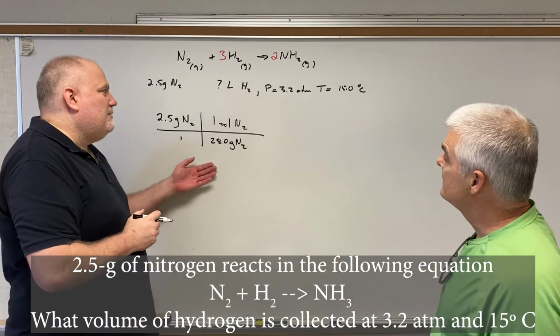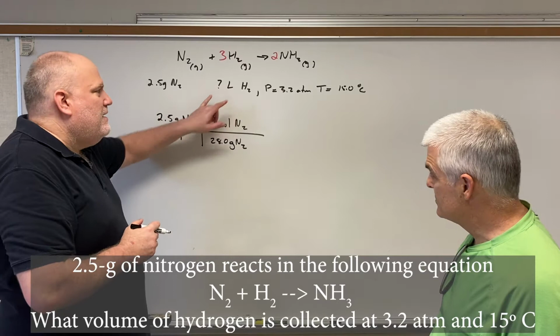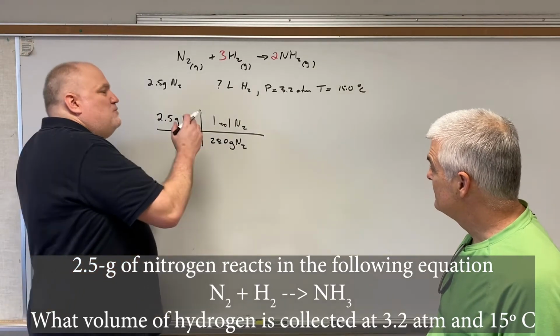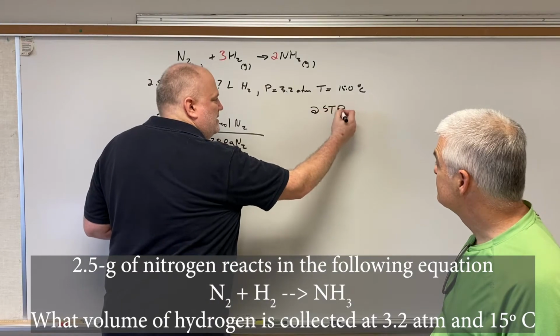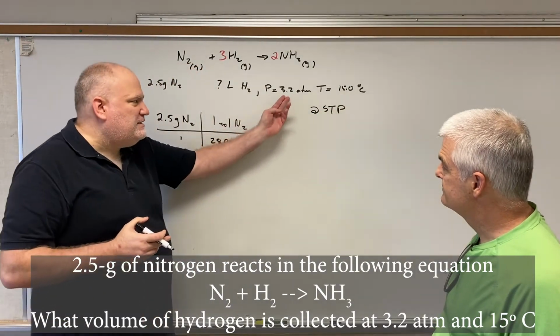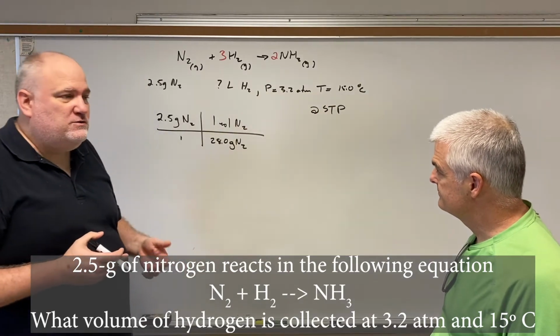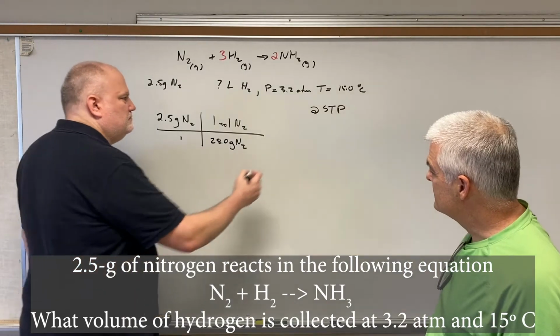Now, the question here, if you take a look at it, they're asking us to figure out the liters of hydrogen. Normally in the past, we'd say, oh yeah, we're at STP, and we could make this assumption: 1 mole is equal to 22.4 liters. That doesn't work anymore, though. We're not at STP, so therefore we have to use PV equals nRT. Remember from last unit? Let's write that down, PV equals nRT.